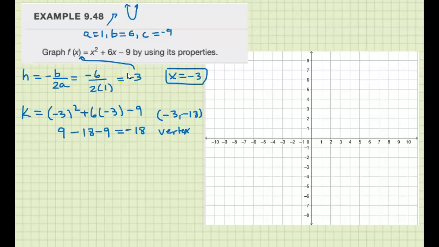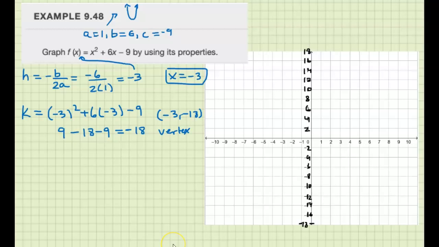Okay, so let's start graphing. I think I'm going to need to change my axis here. If I do 2, 4, 6, 8, 10, 12, 14, 16, 18, making it every 2. There you go, that's better.